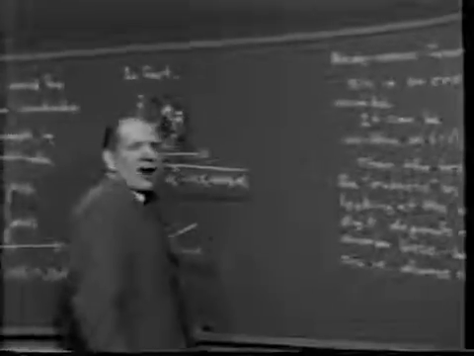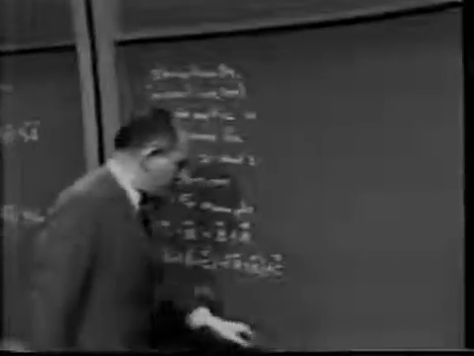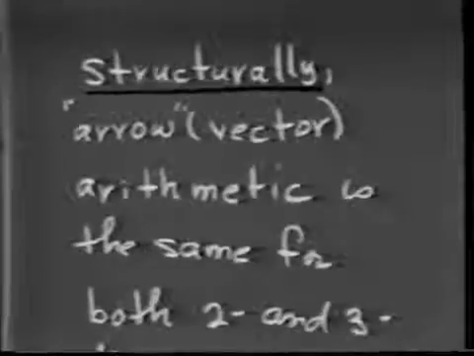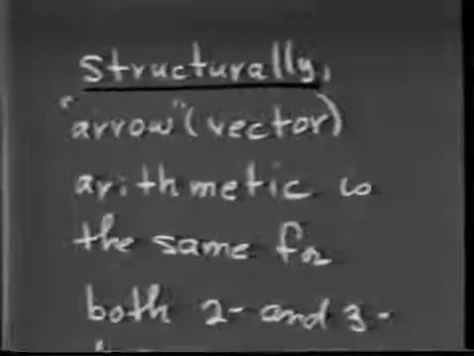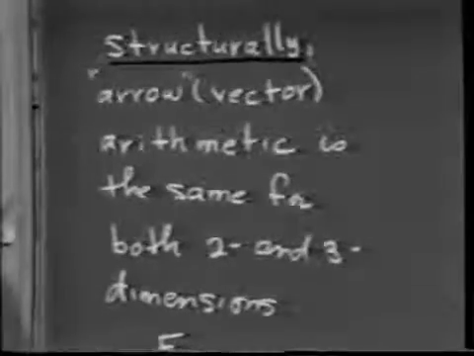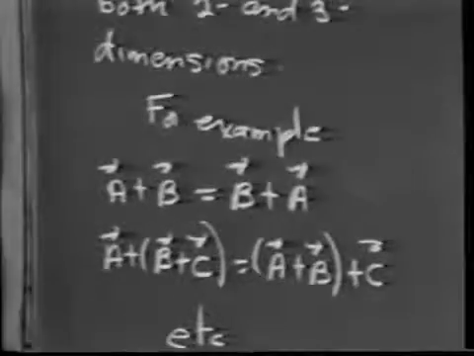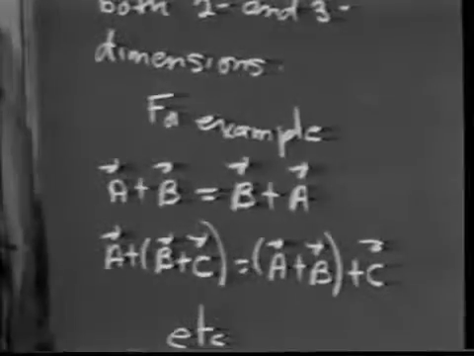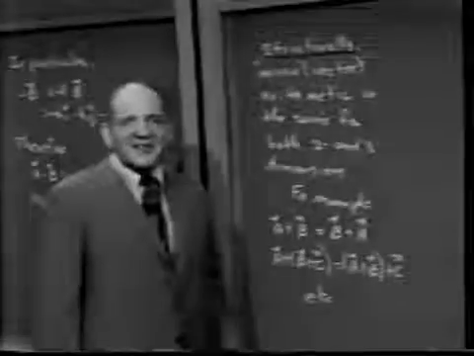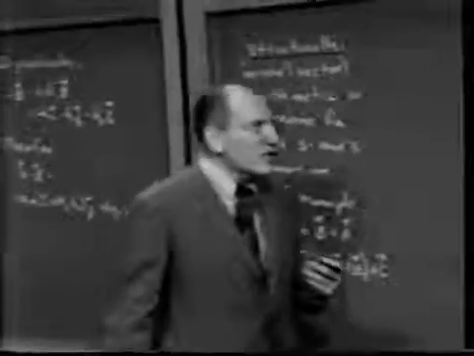And let me just summarize this some more. Structurally, this is very important here. Structurally, arrow arithmetic is the same for both 2 and 3 dimensions. For example, without belaboring the point, whether we're dealing with 2-dimensional arrows or 3-dimensional arrows, a plus b is b plus a. a plus b plus c is equal to a plus b plus c, et cetera. Structurally we cannot tell the difference between 2-dimensional vectors and 3-dimensional vectors.